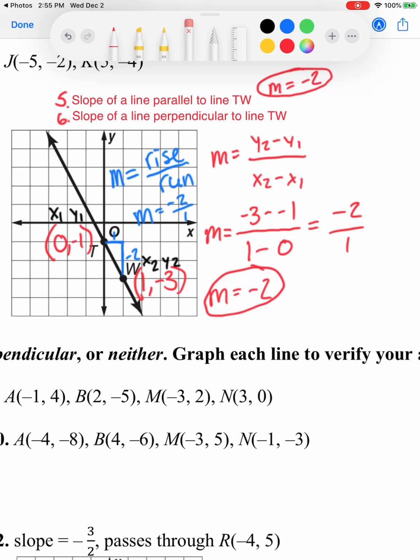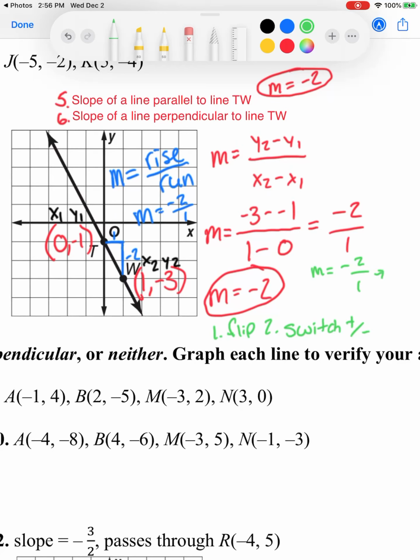Now number 6 is a little bit different because we're trying to find the slope of a line that is perpendicular to a different line in the graph. So in this case, to find the slope of a perpendicular line, we have to, 1, flip it, and 2, switch the sign. So switch the positive and negative. In this case, our original slope would be m equals negative 2 over 1.